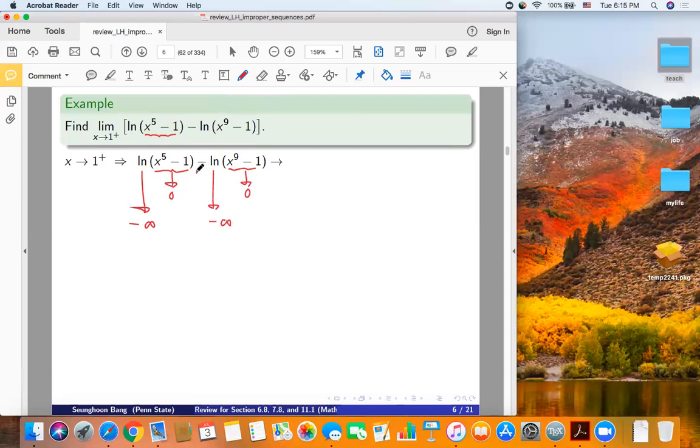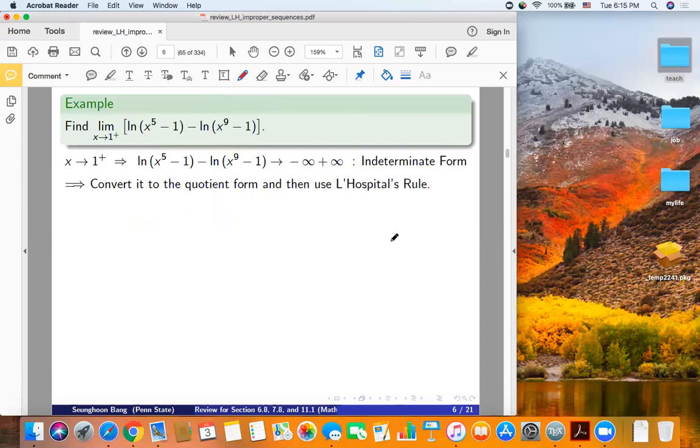What happens? This is minus infinity minus negative infinity, exactly minus infinity plus infinity. So we have the infinity minus infinity form. This is called an indeterminate form. So how can we solve it? Convert this one to a quotient. What is a quotient? Quotient is like a fraction. You can change it to a fraction.